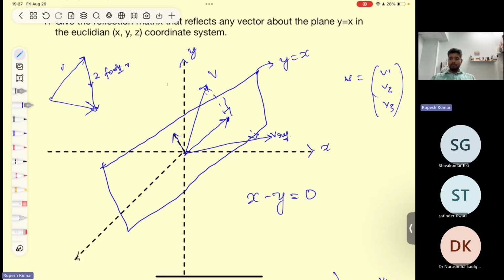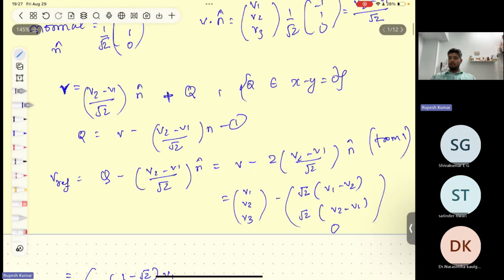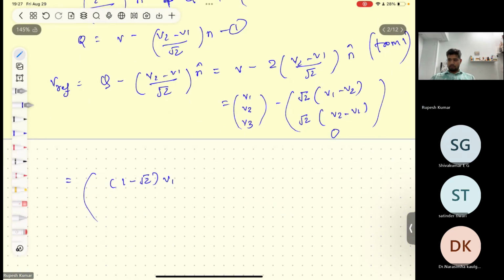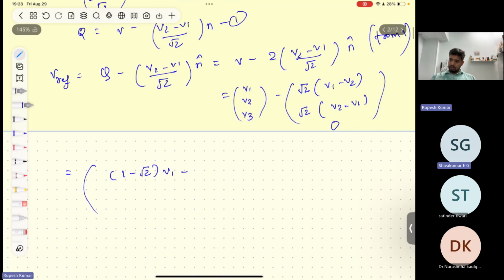The foot of perpendicular is essentially v's component along the normal, and we are doing the same thing. You can see v minus 2 times v2 minus v1 by root 2 along the normal is the same formula, right? Can you see the resemblance? Is this clear? Can you see the resemblance between the two ways? Yes, sir. We can solve this, right?